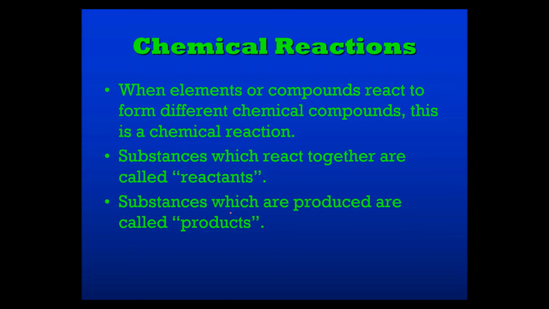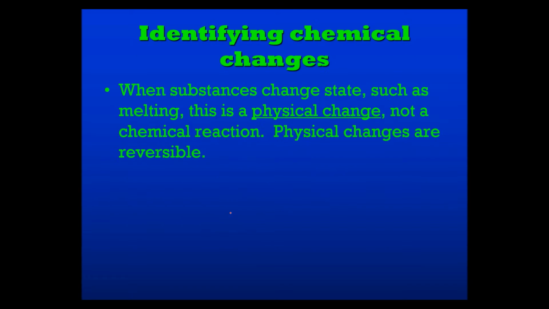Now they're like the ingredients that we use when we're cooking something. Then we're going to make new substances, and they are called the products. They are produced by the chemical reaction.